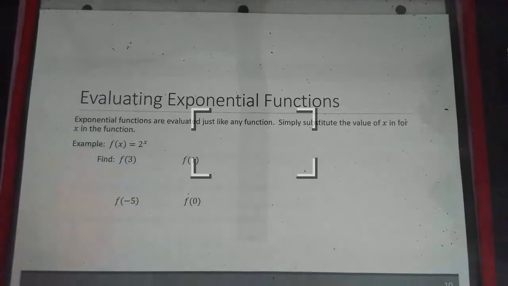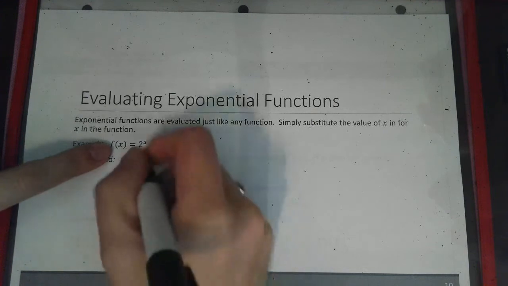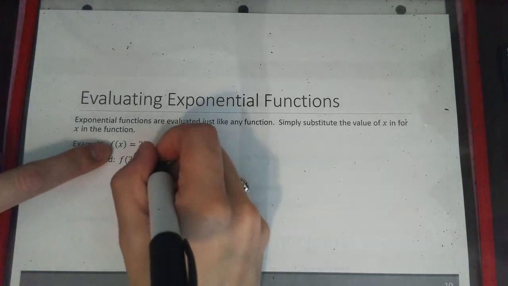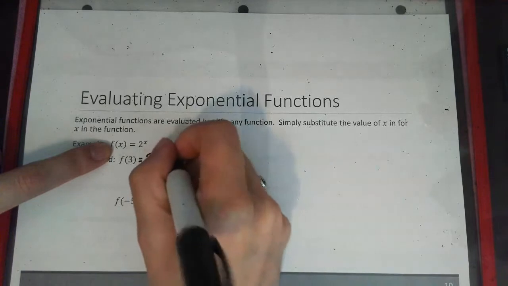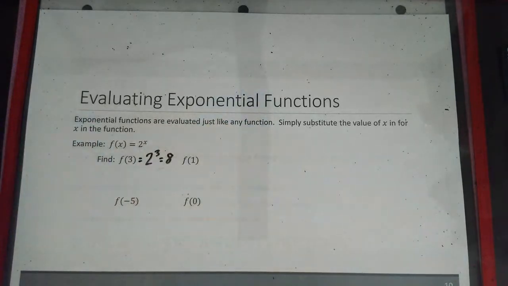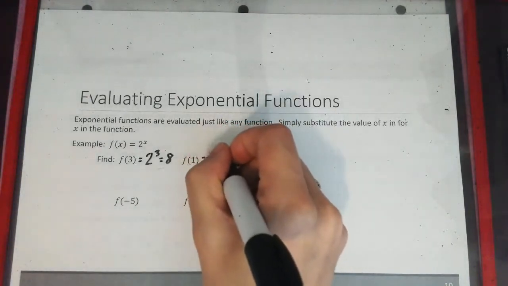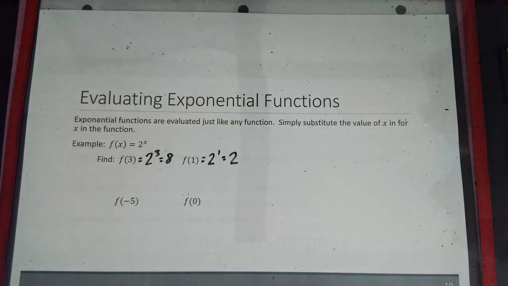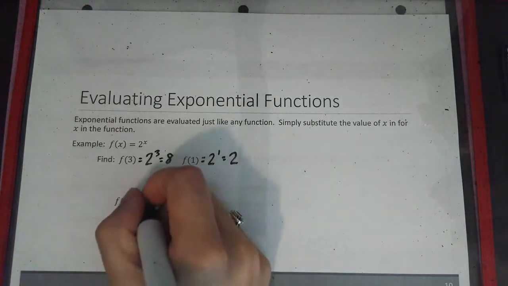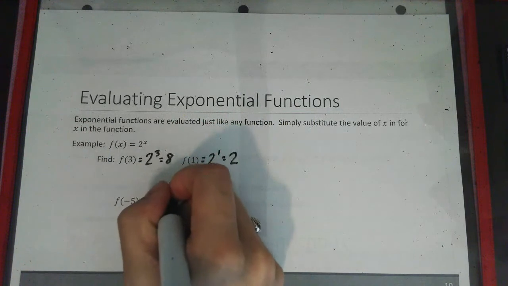We're just going to start by evaluating some exponential functions just to get the feel of them. So we evaluate exponential functions just like every other function. We're just going to substitute in the value of x for the x in the function and see what we get. So for f of 3, we're going to plug in 3 for x. So that will be 2 to the third power, and 2 to the third power is 8. So f of 3 is equal to 8. For f of 1, that would be 2 to the first power, and that's just 2.